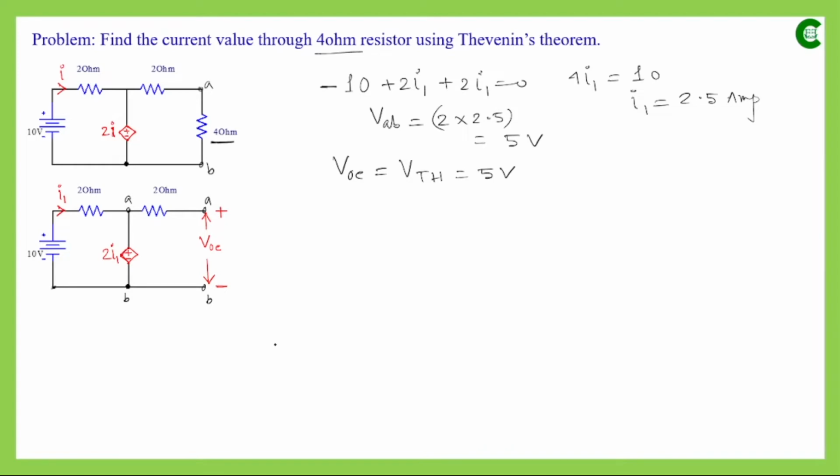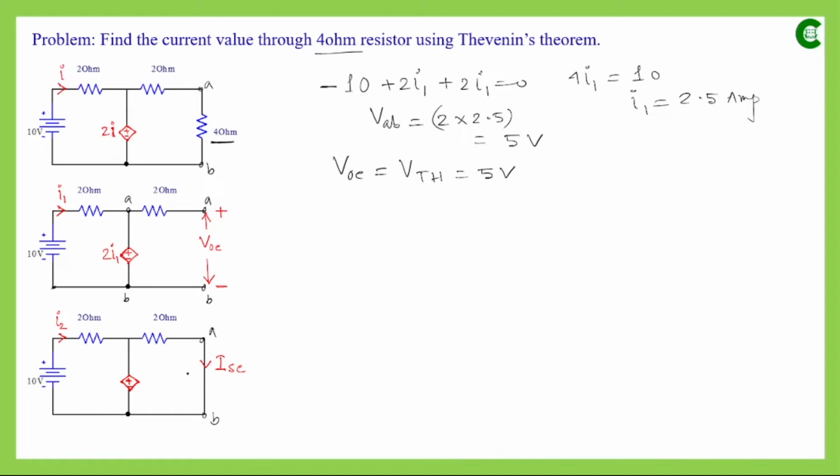Next we will find the equivalent resistance of this network, that means Thevenin's equivalent resistance. To do that, if we use the first method, what we have to do is short those open terminals, and then find the short circuit current value which flows through that path.